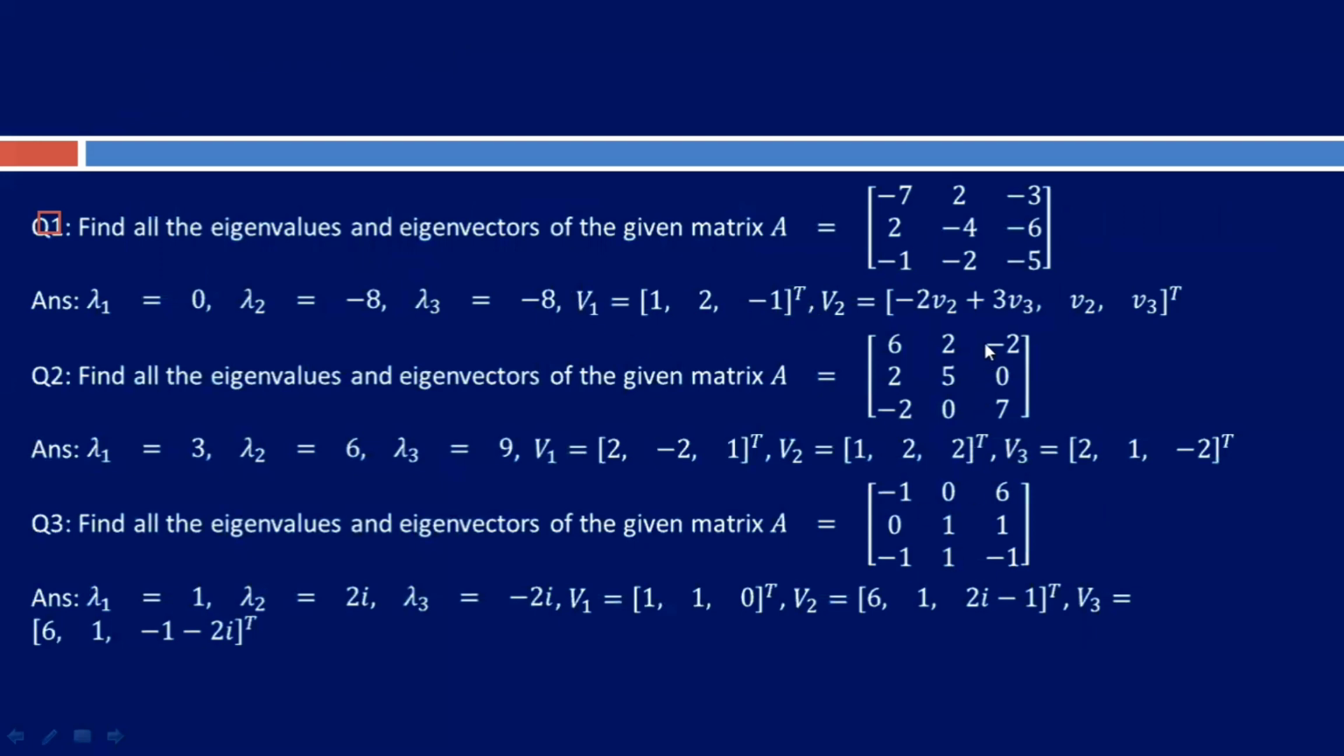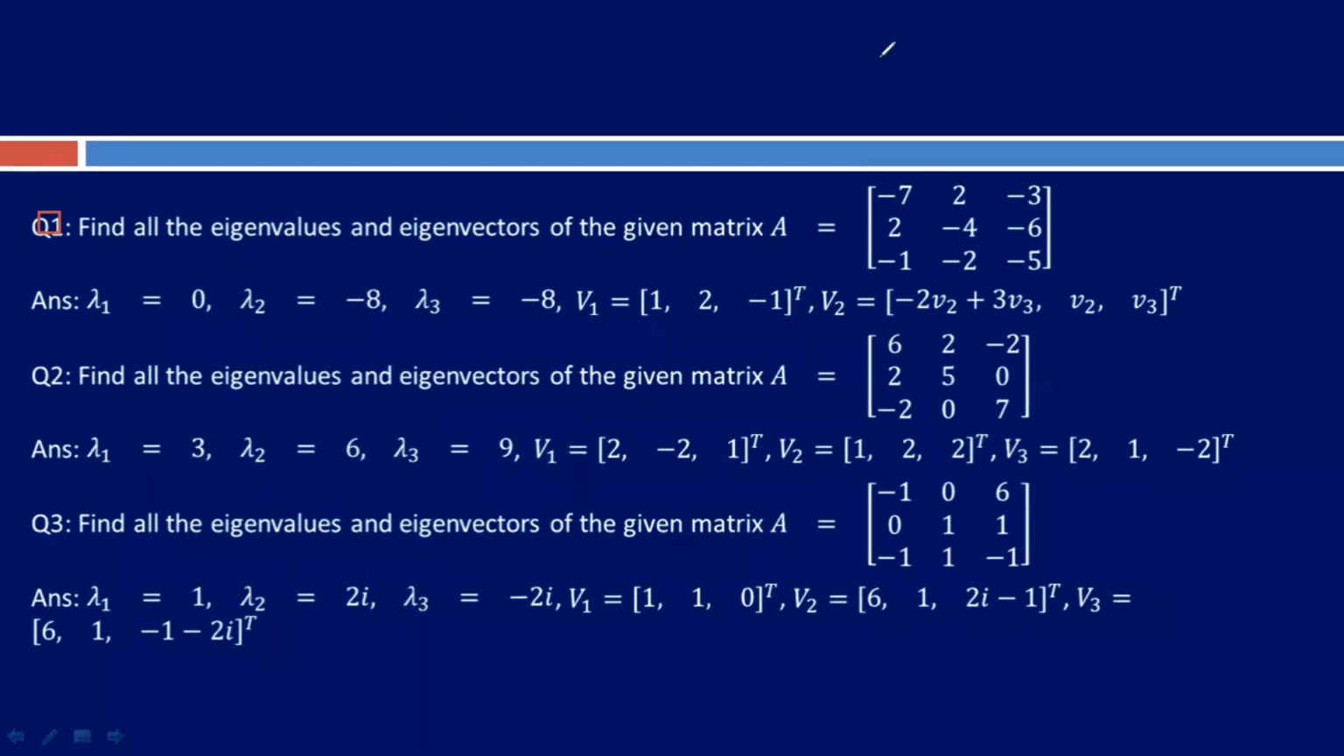Our second practice question is this, and we have to write the eigenvalues and eigenvectors of this matrix. So what are the steps for finding the eigenvalues and eigenvectors for this matrix? First of all, you have to write the characteristic equation. So what is our characteristic equation?